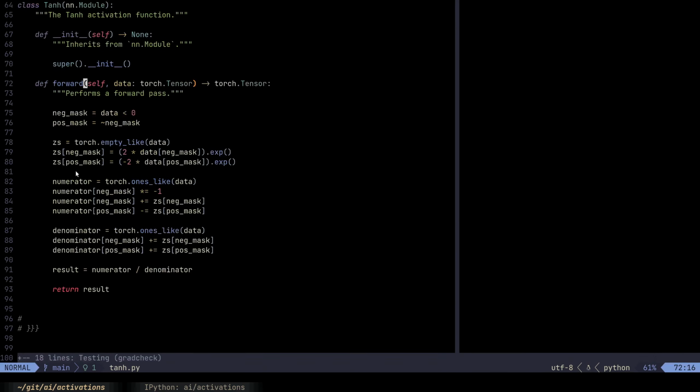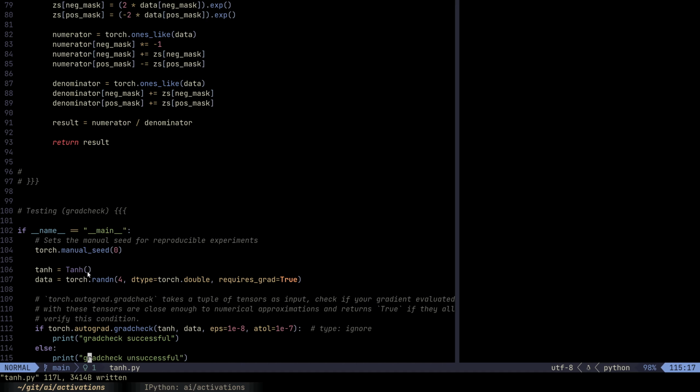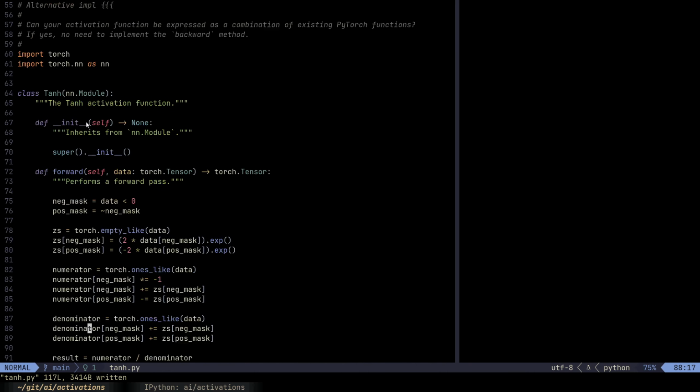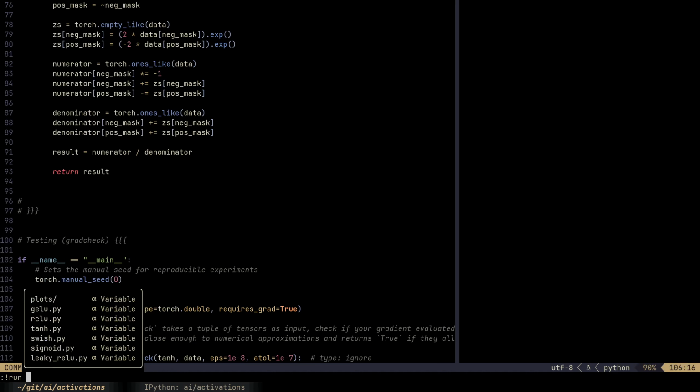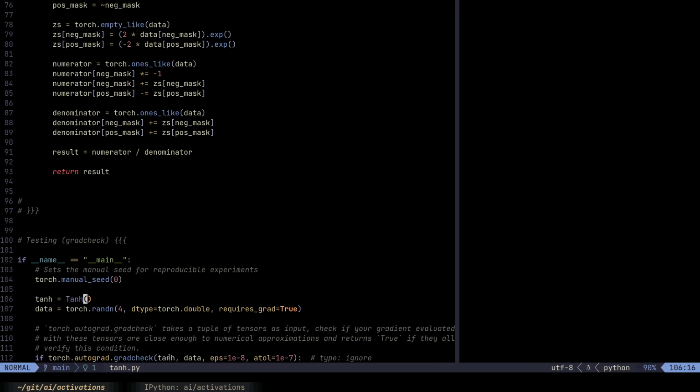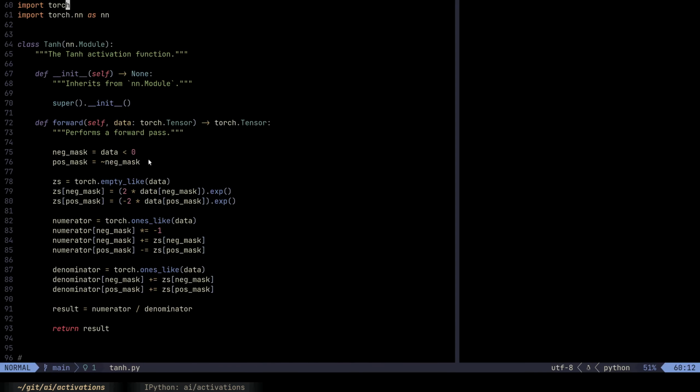Now the API is going to change. The way we're going to use tanh is going to change. We're going to use this like a class initialization. And that's how it works with nn.Module, right? When we inherit from nn.Module, we do initialization like that. In the case of torch.autograd.Function, we use tanh.apply, but with nn.Module, that's how it works. Okay, so let's run this. And grad check successful. So these implementations are equivalent, right?